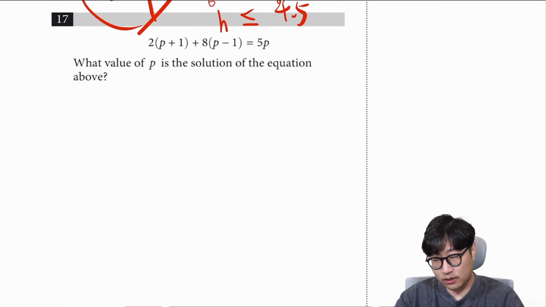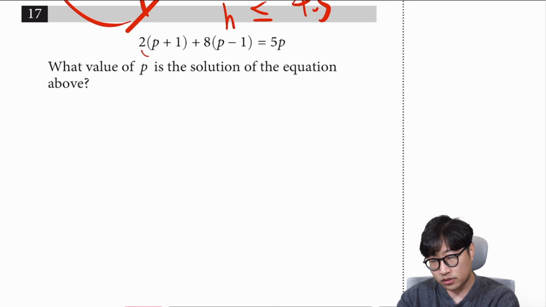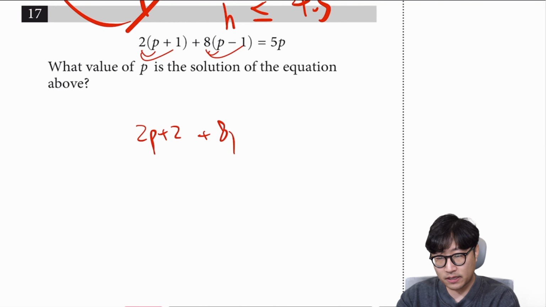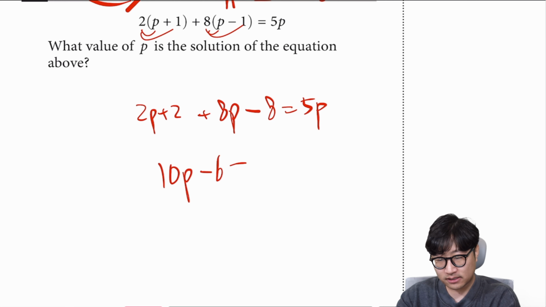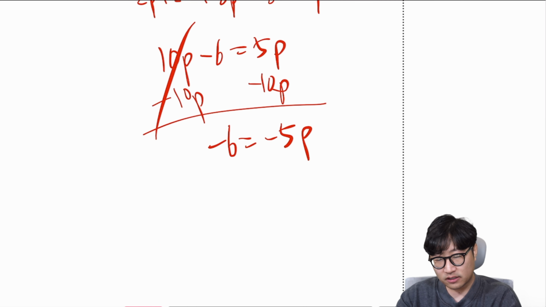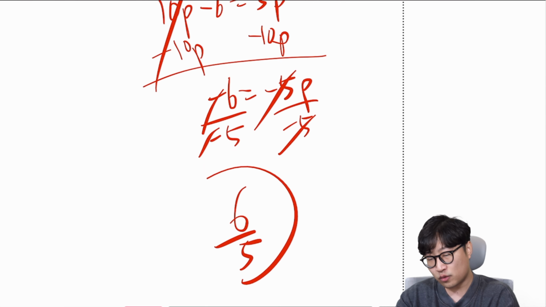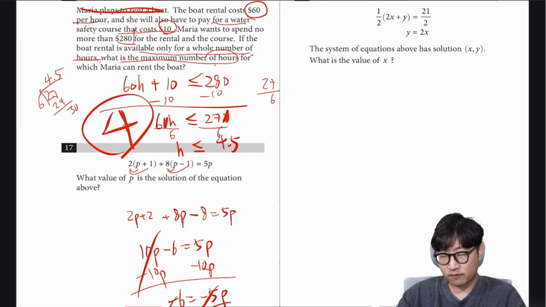All right, number 17. What value of P is the solution to the equation above? Okay, so just distribute that. So you get 2P plus 2 plus 8P minus 8 is equal to 5P. So that'll be 10P minus 6 is equal to 5P. Subtract 10P on both sides. So that'll be negative 6 is equal to negative 5P. Divide by negative 5 on both sides. So cancel the negatives. That'll be 6 over 5 or 1.2. But I recommend keeping it in fraction.